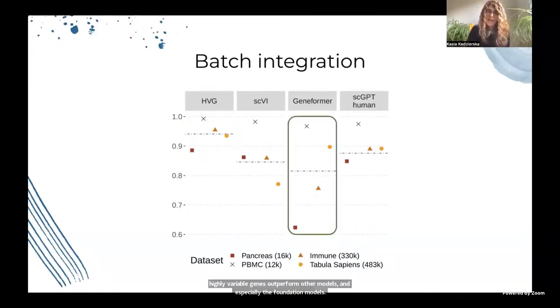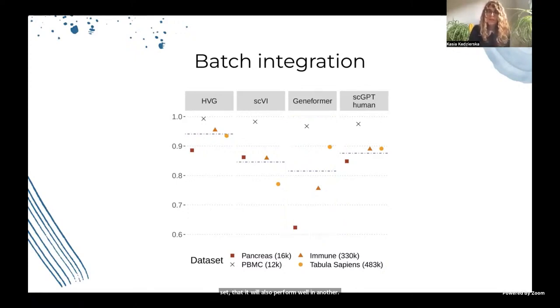And the second thing that we see is that, for example, in the case of Geneformer, there's unreliability of the score on different datasets. There is a big difference between the lowest score and the highest score within the 4 datasets, meaning that we can't really be sure that if it performed well for one dataset, it will also perform well in another. Overall, highly variable gene selection outperforms more complex models such as foundation models.